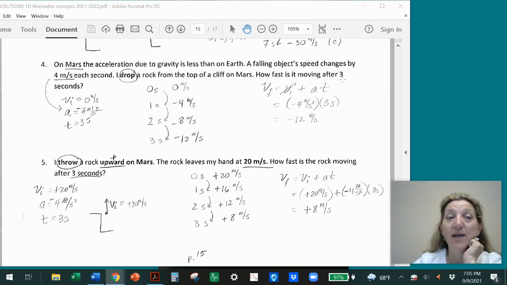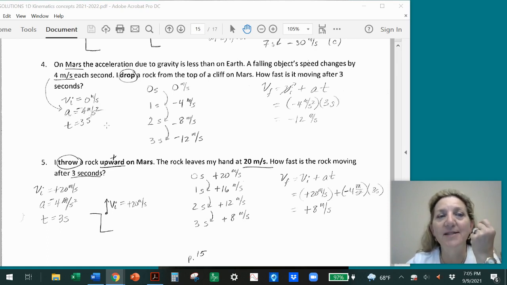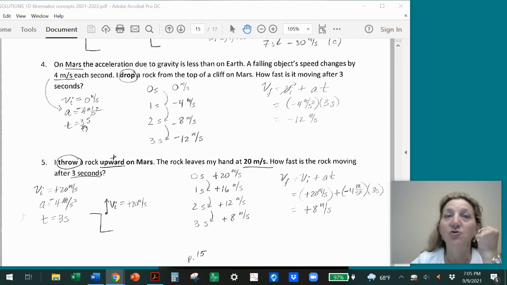How fast is it moving after 3 seconds? Well, I said drop, so the initial velocity is 0. The acceleration on Mars was given to us as 4 meters per second squared, and we know it points downward, so we make it negative. And our time is 3 seconds. At time equals 0, we're at 0 meters per second. It's just a drop. And we keep on doing -4, -4, and -4 for the 3 seconds. And so you'll get to -12 meters per second. And again, you can check your work with an equation.